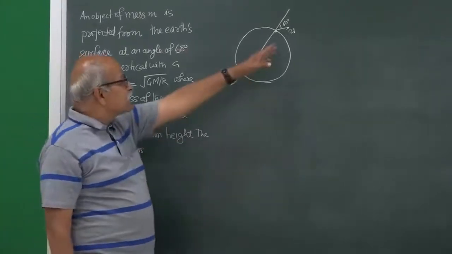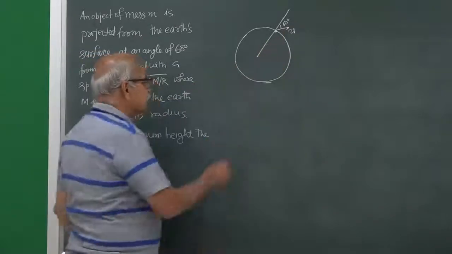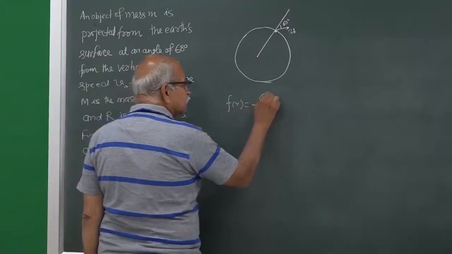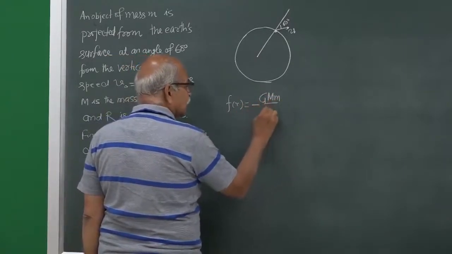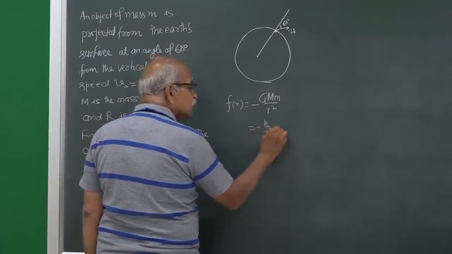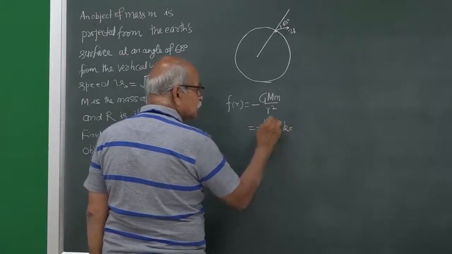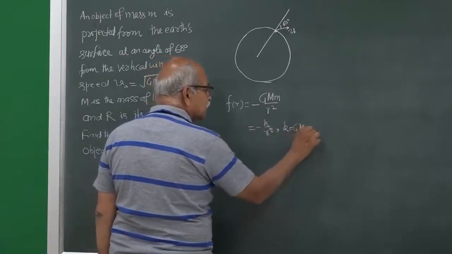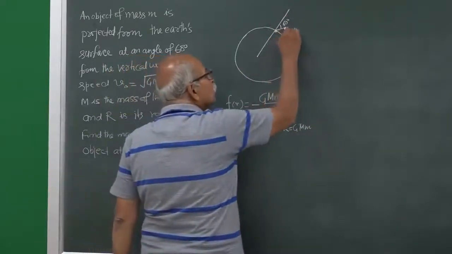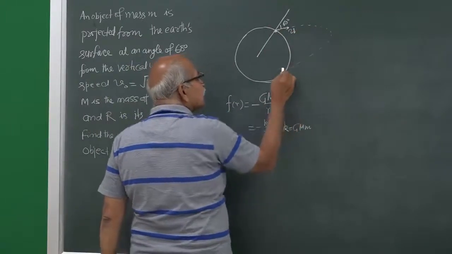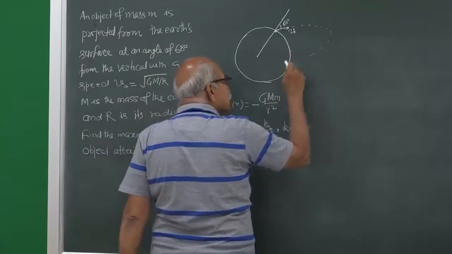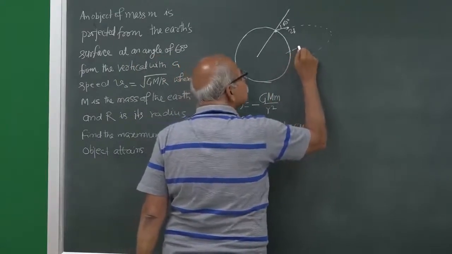So, we know this particle will be attracted by the earth, and the force of attraction will be minus GMm over r square, which is of the type minus k by r square we have studied, with k equal to GMm. So, it is an inverse square attractive force under which it is travelling. So, it will go in an elliptical path and hit somewhere, or maybe it may not.